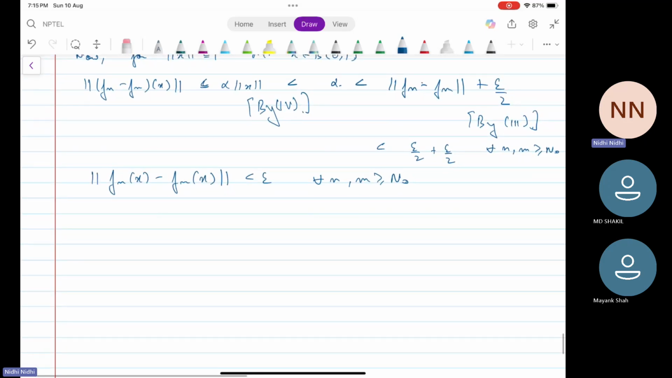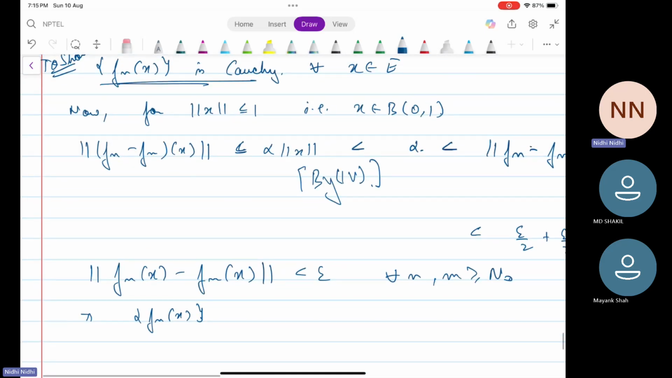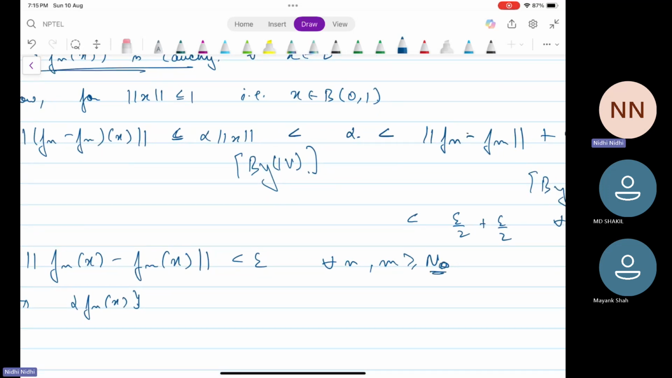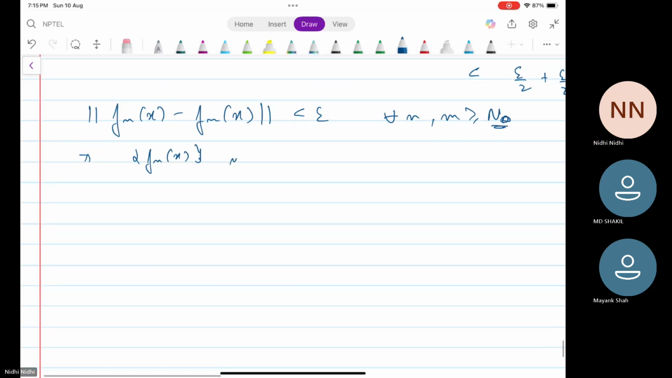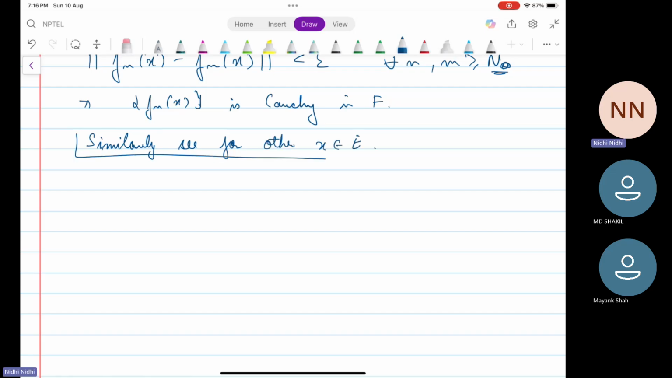So from here we get that this Fn x is Cauchy. And similarly, I would like you to try for norm x greater than 1. I don't think it will affect, because this n naught can depend on x. In that case, this n naught will depend on x. This Fn x is Cauchy in F. Similarly, for other x in E.